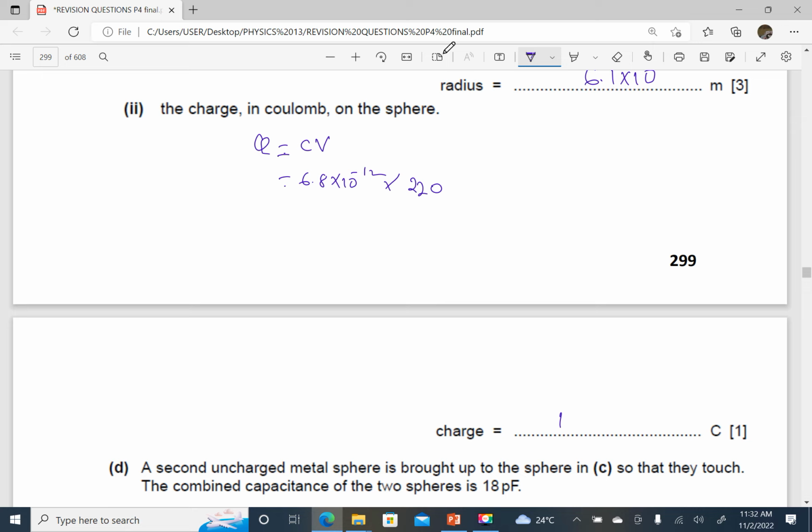So the charge is going to be 1.496 times 10 power negative 9 volts. I mean coulombs. That will be the charge. Okay.